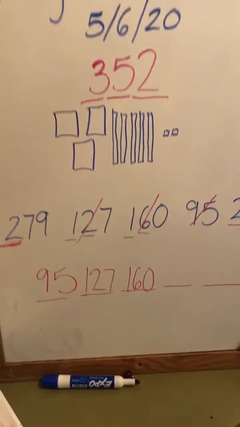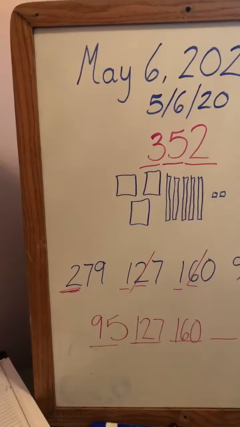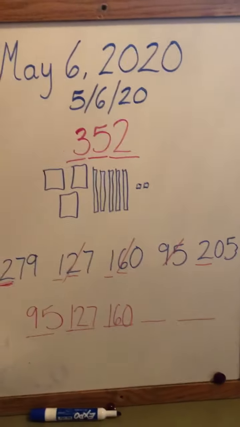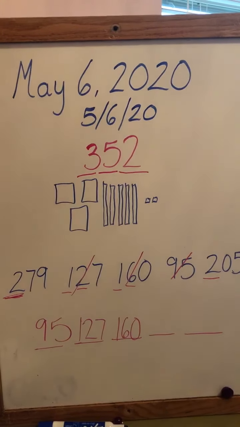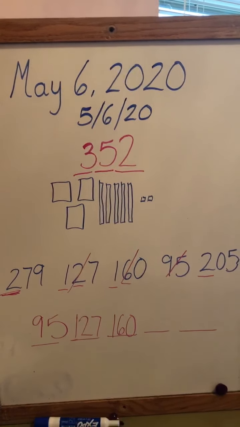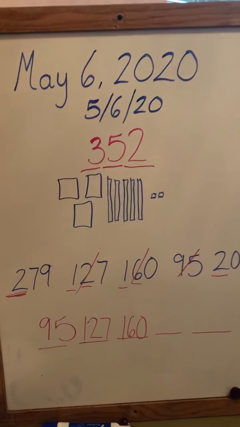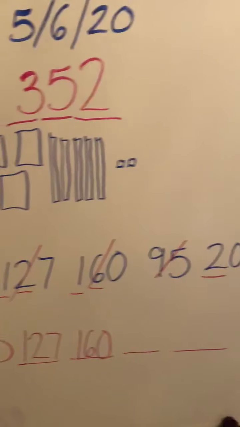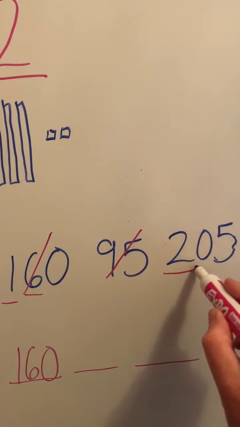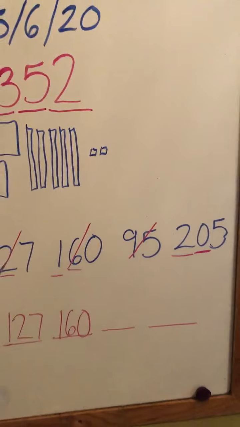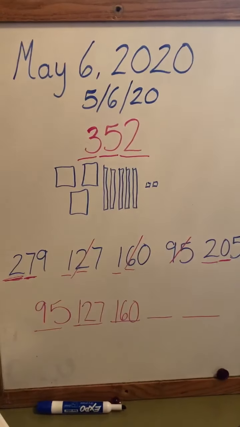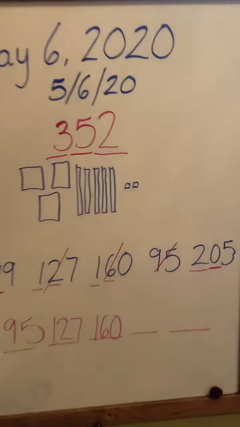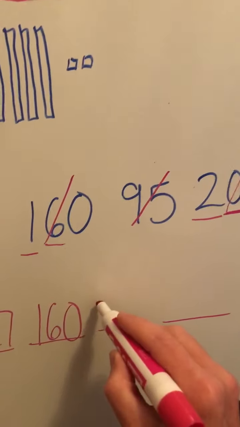And now we have 2 numbers left, 279 and 205. Okay, same thing. We have 200 flats for both of them. So now we're going to look at the tens place. Here we have how many tens? 7. And here we have how many tens? 0. 0 10 sticks. So which one of those 2 is the least? You're right. It would be 205.